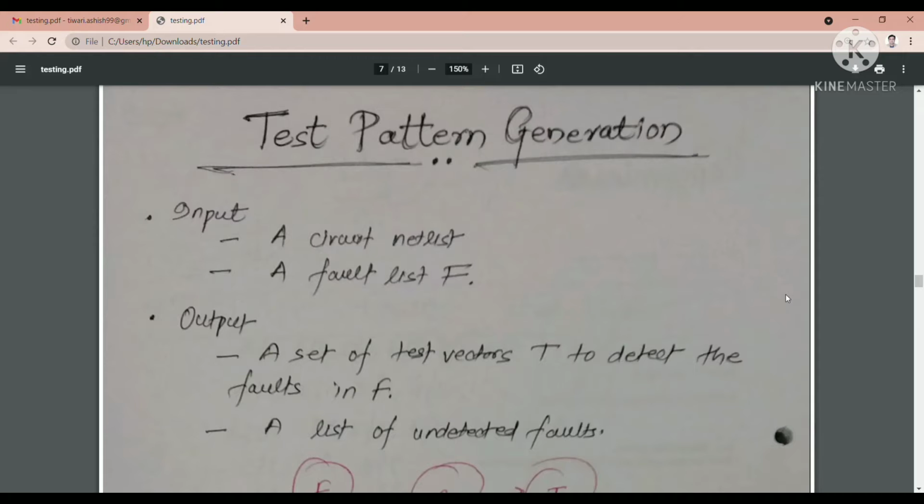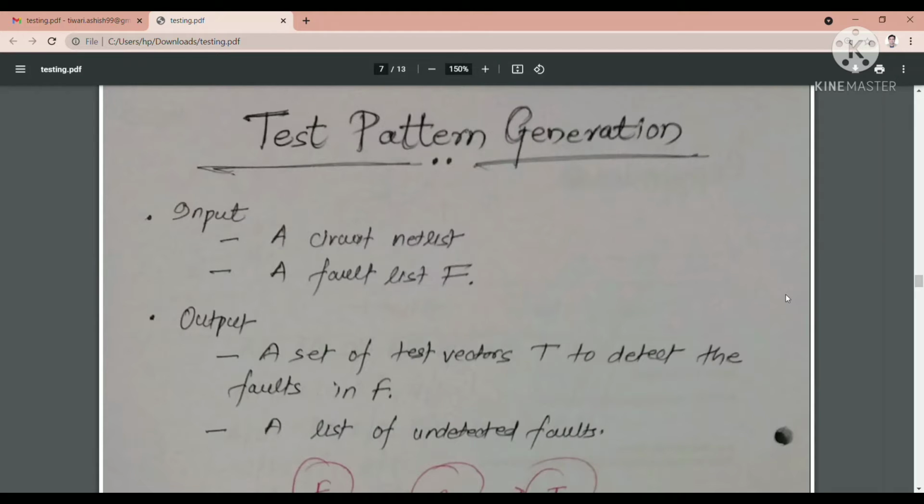Today we are going to discuss test pattern generation for combinational circuits. In the previous couple of lectures, we discussed the fault modeling of combinational circuits, the concepts of fault propagation, then fault detection, and how the test vectors can be generated. These things we already discussed. In today's lecture, our focus will be on how we can generate the test pattern to test any combinational circuit.